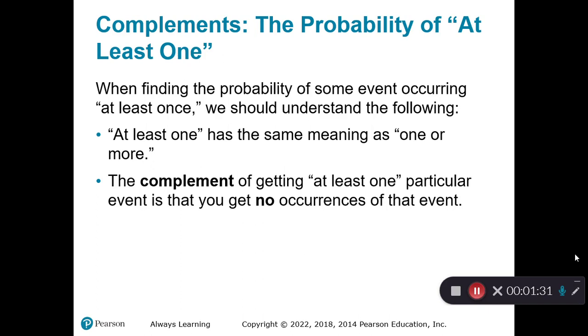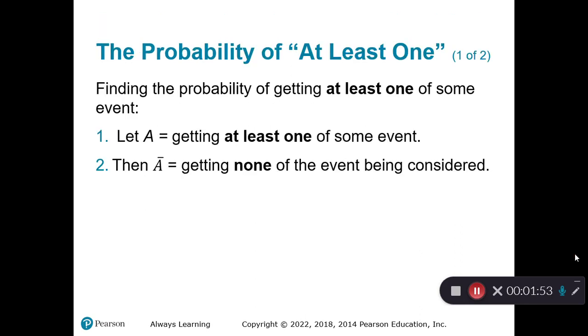The complement of getting at least one is the complement of getting one or more. And the only thing that's not covered in one or more is none or zero. So the complement of getting at least one of something is that you get none of that. Therefore, if we let A be the event of getting at least one of some event, then A complement is getting none of that event.